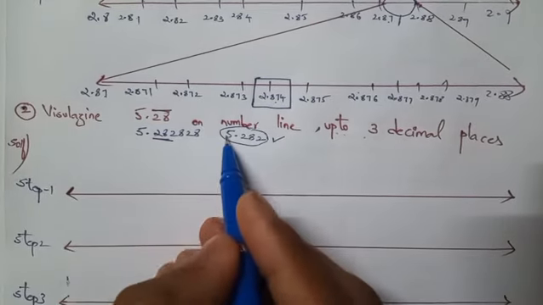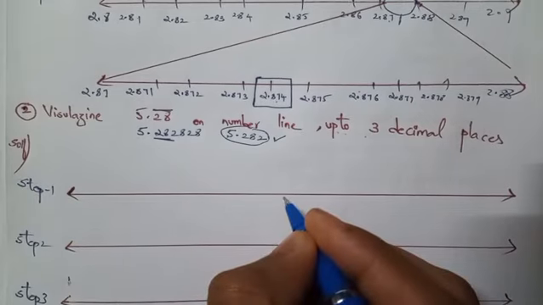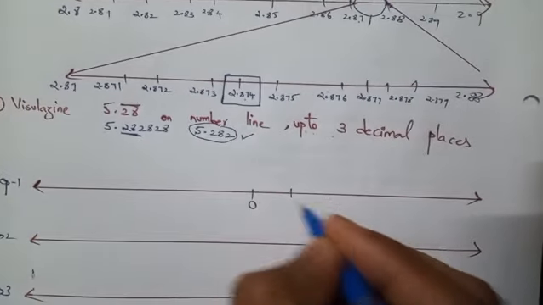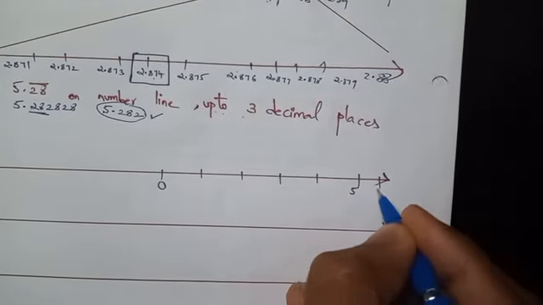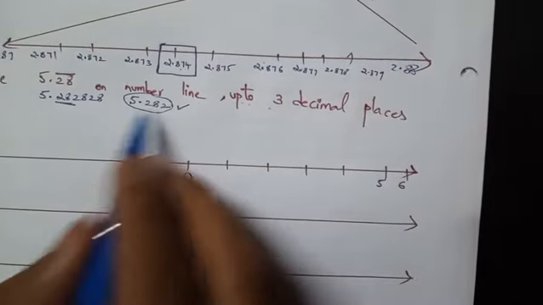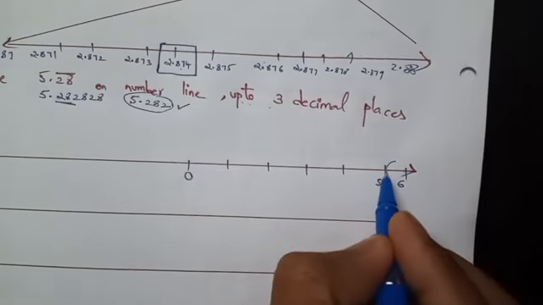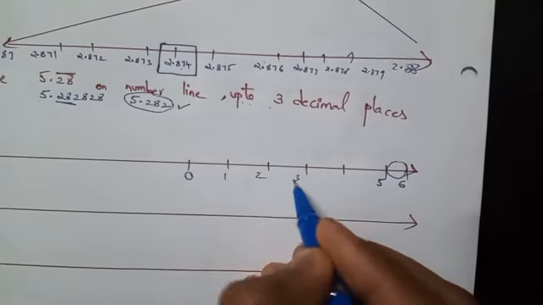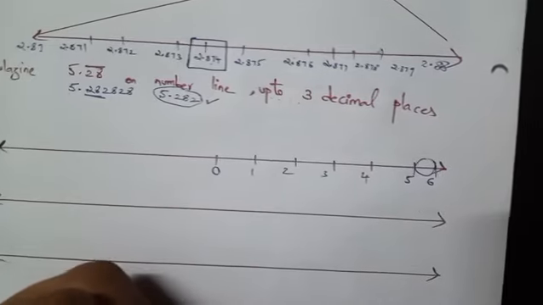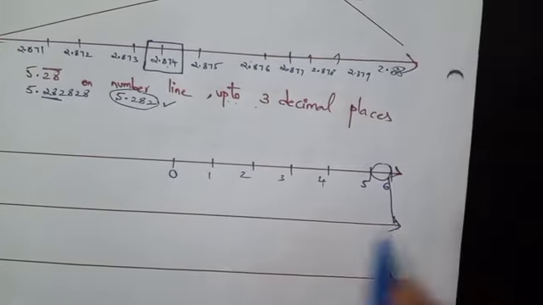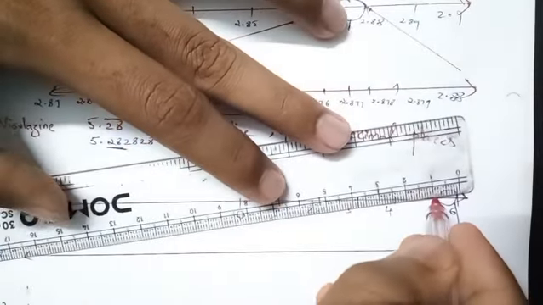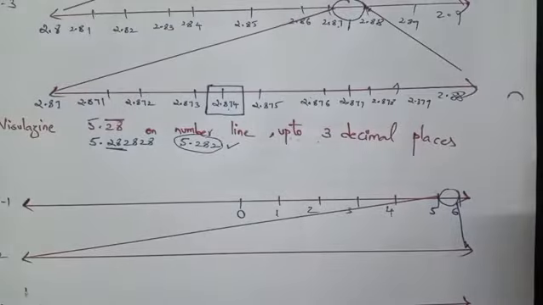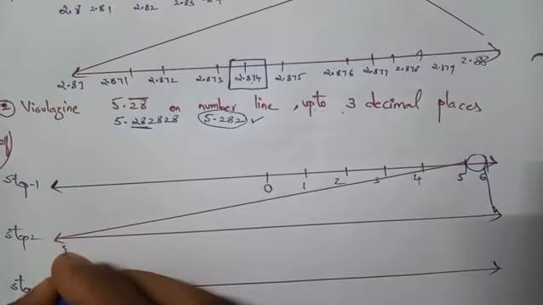Now after 5, so what is here? 0, 1, 2, 3, 4, 5, 6, 5 and 6. After 5 this number is there, so you have to give magnification here. Here you can write 1 2 3 4 and so on. Okay, here you have to keep magnification on the number line. Next you have to give 5 and 6.